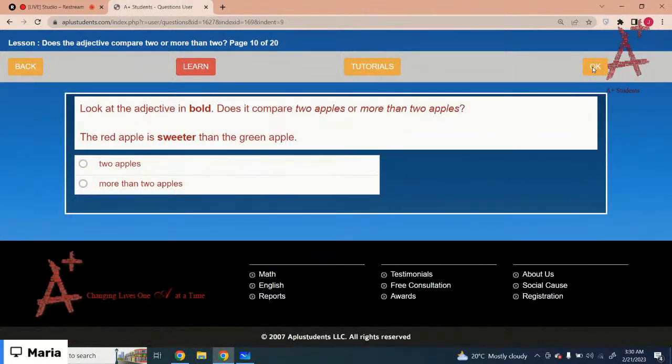The red apple is sweeter than the green apple. So which is the correct option? Sweeter, you have an ER with the adjective. Got it? So it is sweeter. The correct option is two apples.